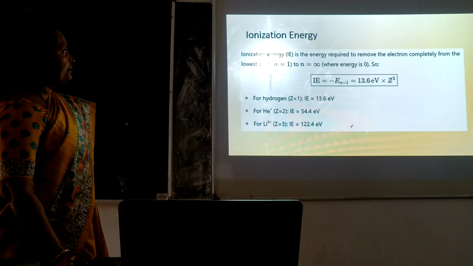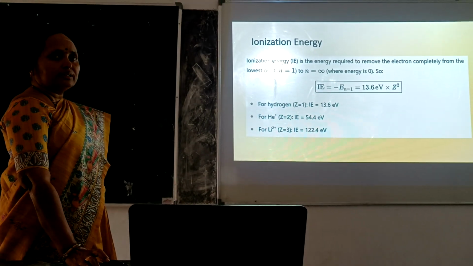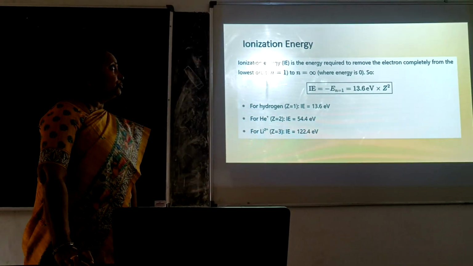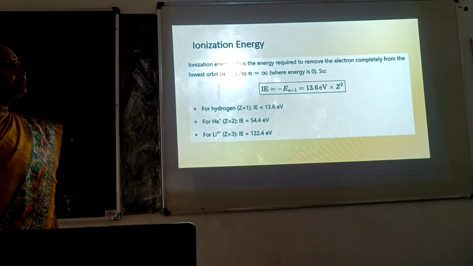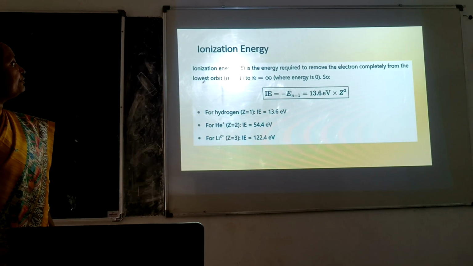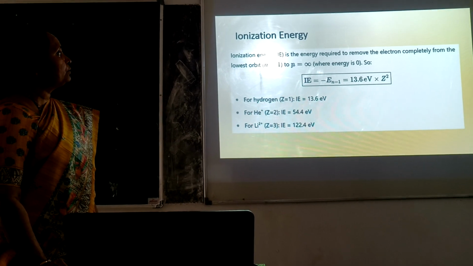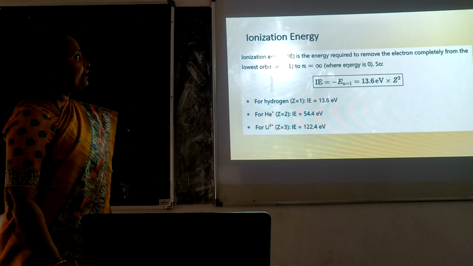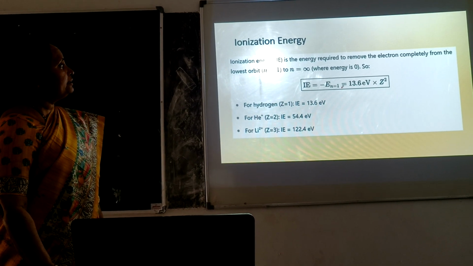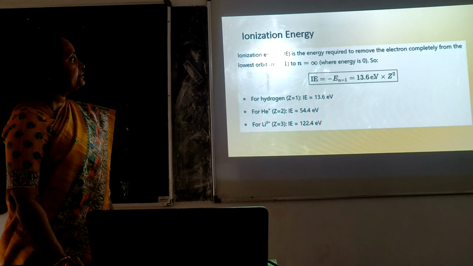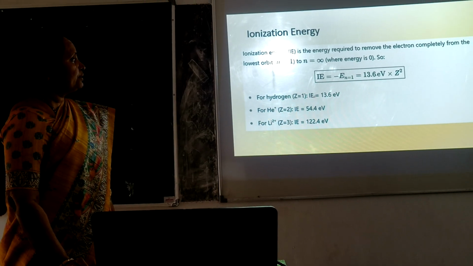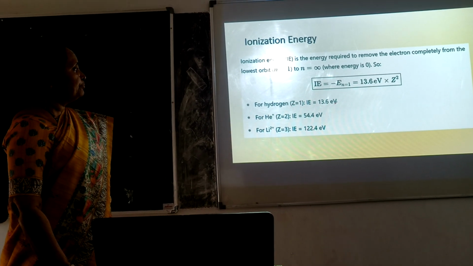Coming to ionization energy. What is ionization energy? Ionization energy is the energy required to remove the electron completely from the lowest orbit, that is from n equal to 1 to n equal to infinity, where the energy is 0. So ionization energy will be given as minus En, which is 13.6 electron volts into Z squared. So for the hydrogen atom, Z is 1, so the ionization energy will be 13.6 electron volts.